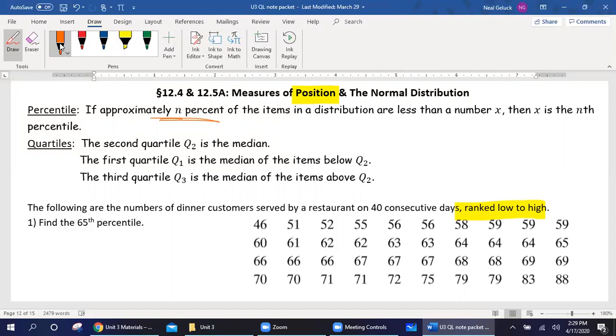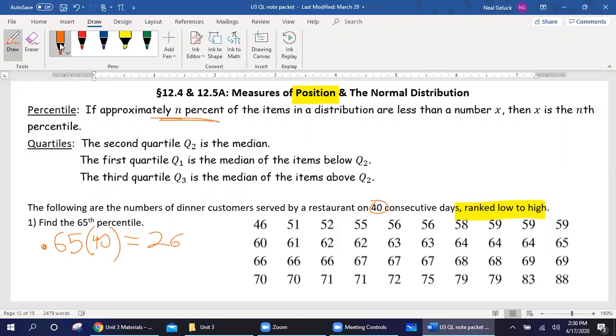So the way I do this is I say, all right, I want to know what 65%, so I turned it into a decimal, of the total amount of data values. There are 40 data values. If I do 0.65 of 40, that gives me 26. Now, the problem is not done. Be careful. A lot of students just think, oh, I multiply, I got an answer, I'm done.